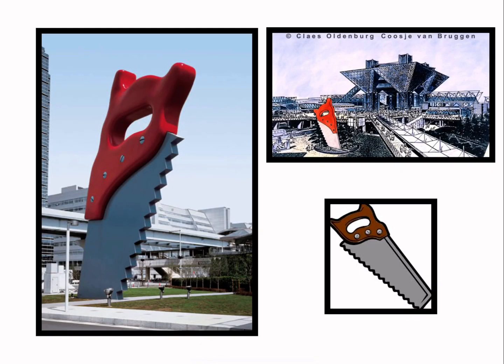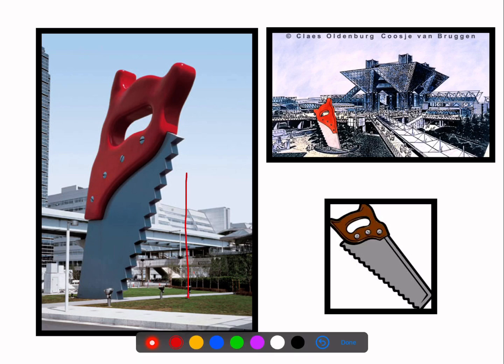Claes Oldenburg and Coosje van Bruggen were a team of artists that like to create sculptures of everyday items and enlarge them to this ginormous scale and place them outside. So this is considered a form because it has height, it has width, but it also has depth. This is considered a shape because it only has height and width. It does not look 3D. It looks like a flat cartoon image.